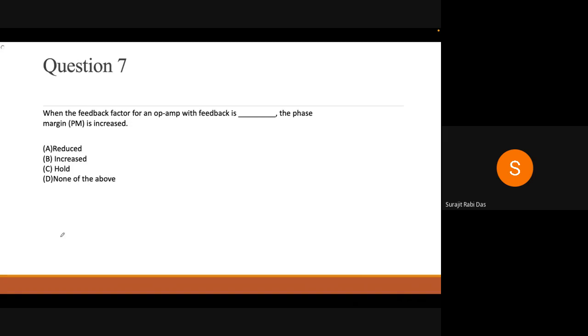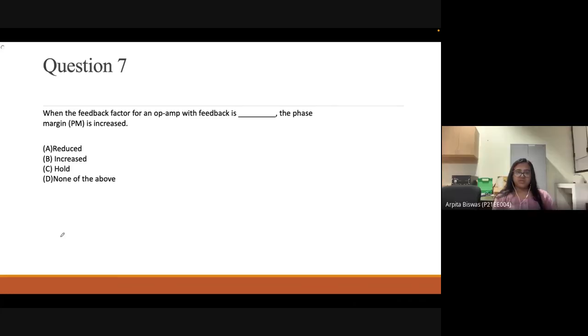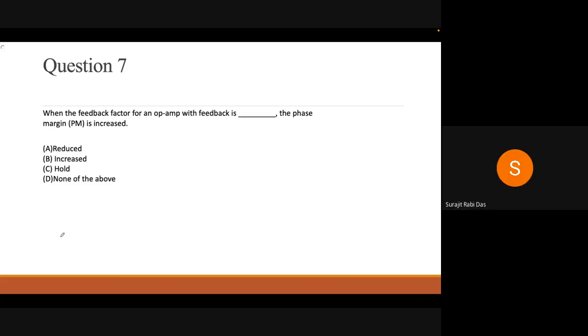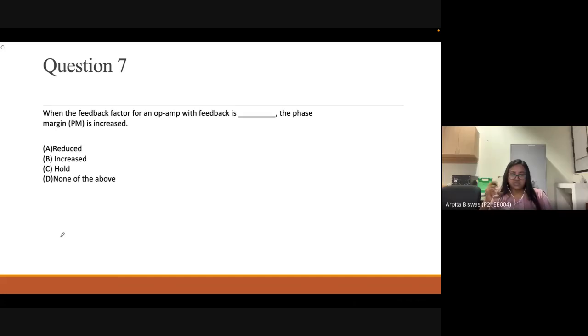By introducing negative feedback, the gain is reduced. When the feedback factor for an op-amp with feedback is dash, reduced, increased or hold, then the phase margin is increased. When is the phase margin increased? Like when the phase margin is 180 degrees. Reduced or increased or none of the above. Take your time, there is so much time now. Think.